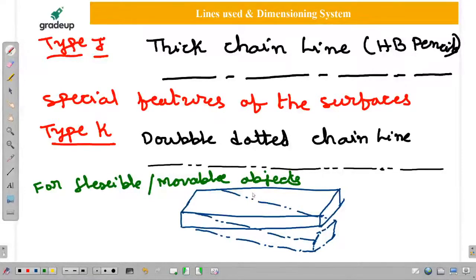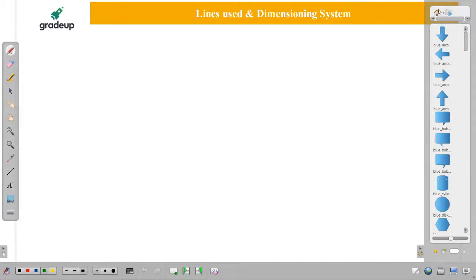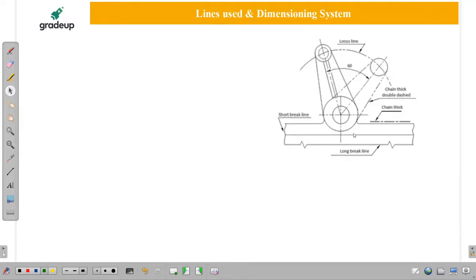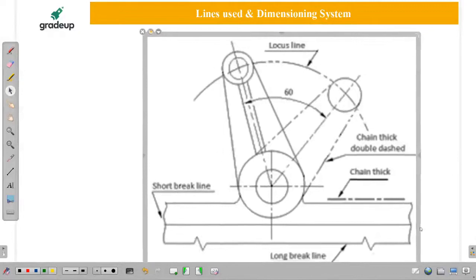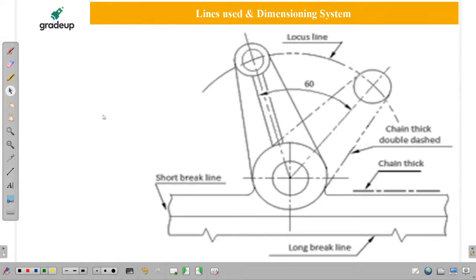I will show you, my dear friends. Majority of you are not aware of this. I will show it to you with the help of a particular practical diagram. So here, just observe, my dear friends.